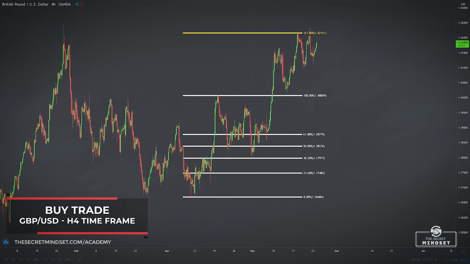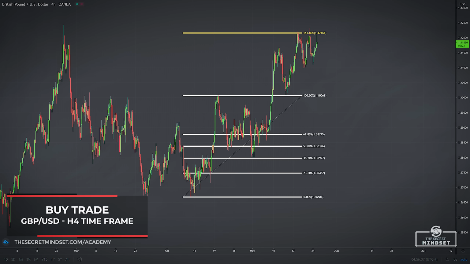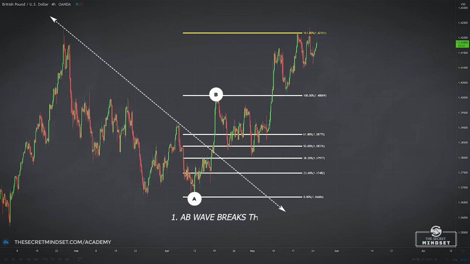Here we have the setup on the pound dollar on the 4-hour time frame. We have a clear trendline breakout. Point A is the lowest point in the chart, starting the AB wave. Also, the AB wave breaks the trend line. Point B indicates a possible bullish trend. Possible because we don't know yet. The price may reverse in the opposite direction.